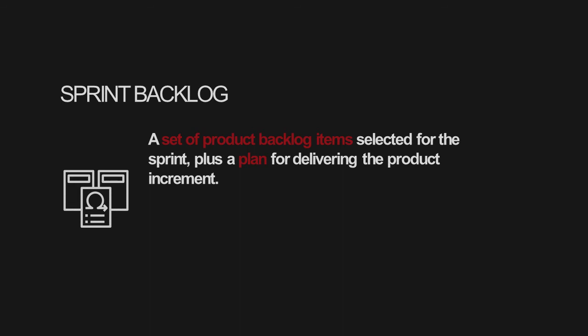The sprint backlog is a set of product backlog items selected for the sprint, plus a plan for delivering the product increment. It is the development team's forecast about what functionality the next product increment will have. A sprint backlog will also consist at least of one process improvement from the last sprint retrospective meeting. This artifact lives as long as the sprint lives.